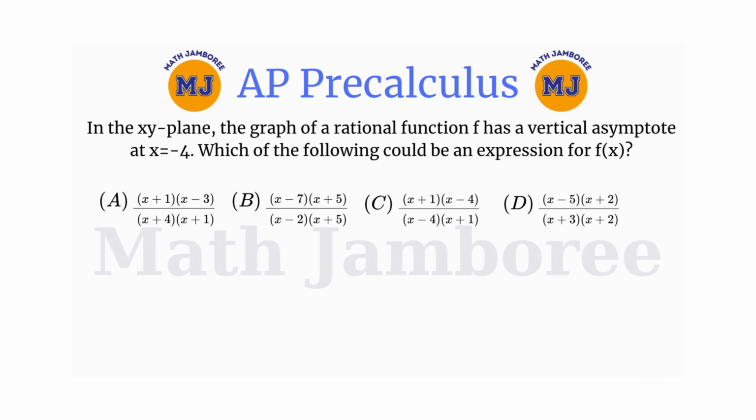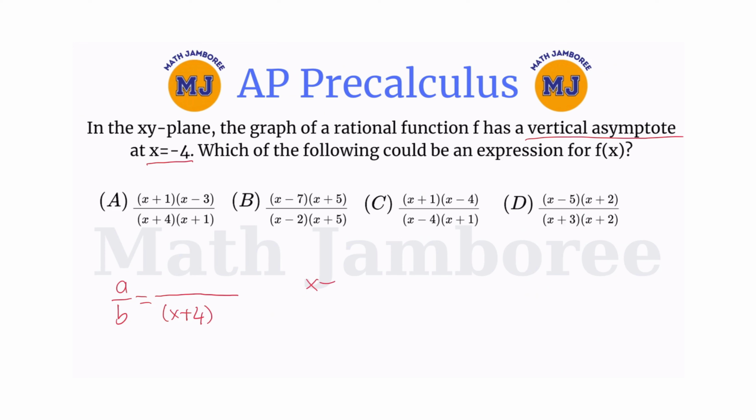If it is a rational function, it consists of a numerator and a denominator. So we're looking at the vertical asymptote in this problem. Vertical asymptotes are all about the denominator. In the denominator, we must have an expression that, when you make it equal to 0 and solve it for x, gives you -4, which is x plus 4, right?